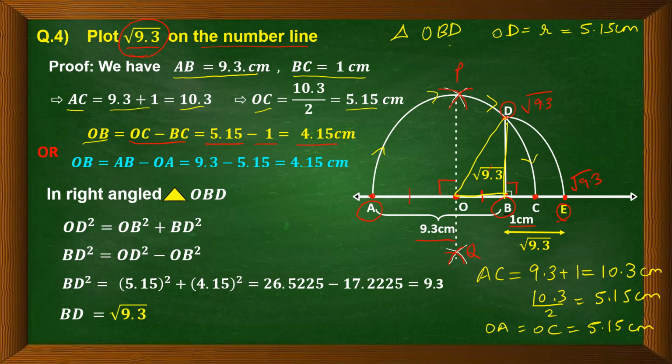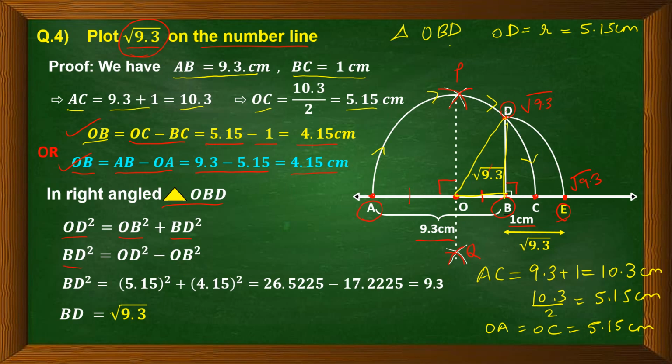Another way to calculate OB is you can take the whole length AB and subtract the radius, that is OA. So we can have OB is equal to AB minus OA, which is equal to 9.3 minus 5.15, which is equal to 4.15. So any of the methods you can use to calculate OB. Now in a right angle triangle OBD, we have OD square as the hypotenuse, OB square as the base, and perpendicular square, that is BD square. Here we are using the Pythagoras theorem.